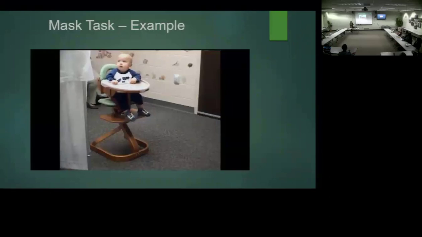This little boy here is doing the mask task. For the mask task, they're in the high chair. You see the white curtain there. The research assistant is behind the white curtain. He's going to put on a Halloween mask. Then he comes out and he says the child's name a couple times, then goes back behind the curtain, waits a little bit, and does another mask.